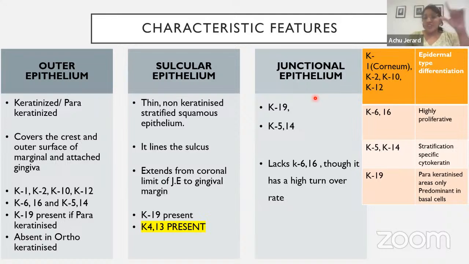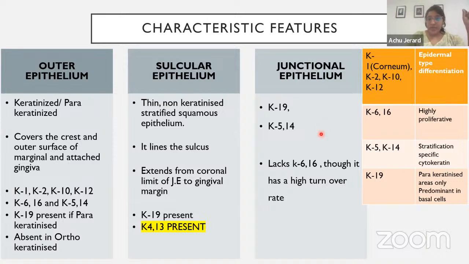And one feature that you all have to retain in your mind is that K6 and 16 is a highly proliferative epithelium, but still it is absent in junctional epithelium. In spite of the fact that junctional epithelium is highly proliferative, with a high turnover rate, still 6 and 16 keratins are not present in junctional epithelium. That you will have to remember.